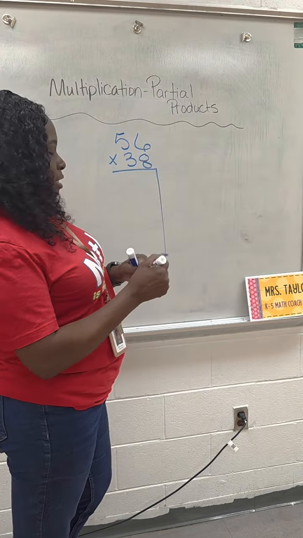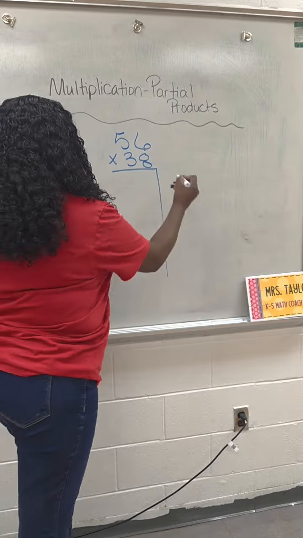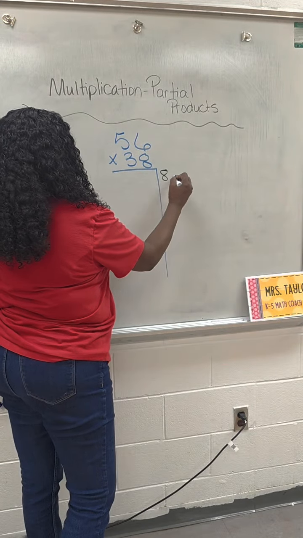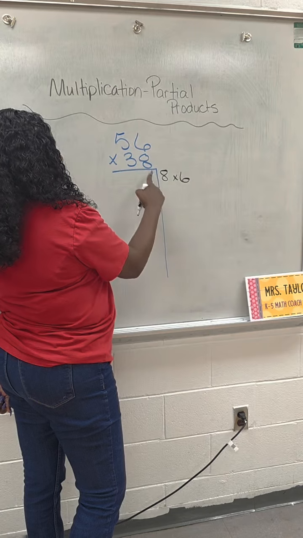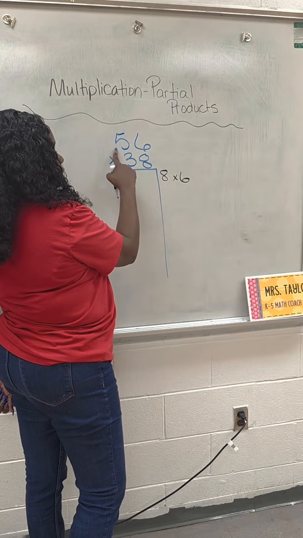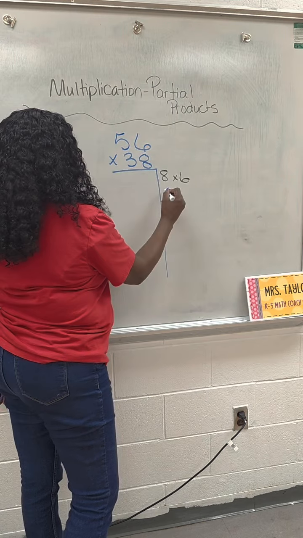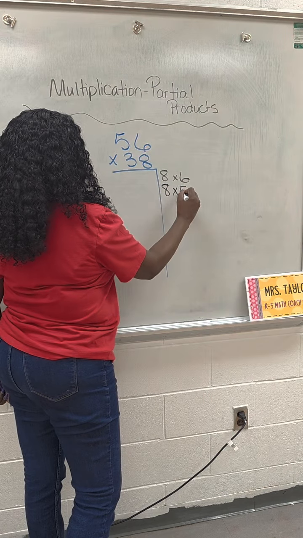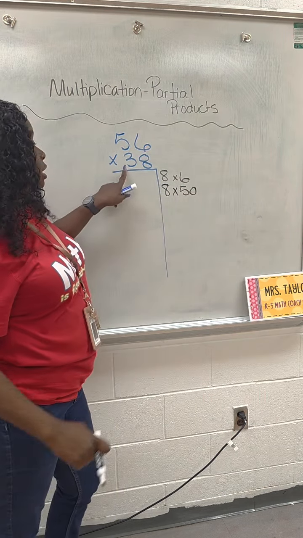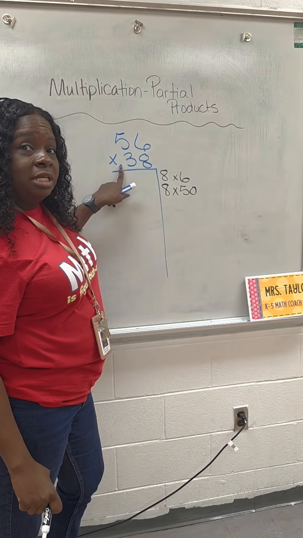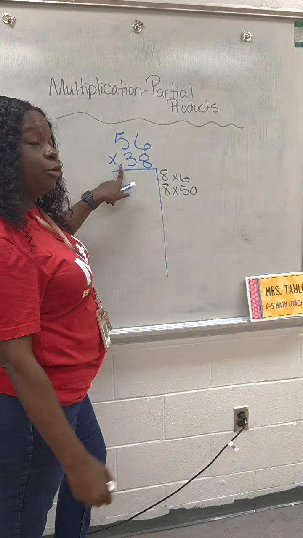8 times 6, I'm going to put that on the outside. And then 8 times 50. The 5 is in the tens place, so it's worth 50. Now let's look at the 3. The 3 is in the tens place, so it's worth 30.